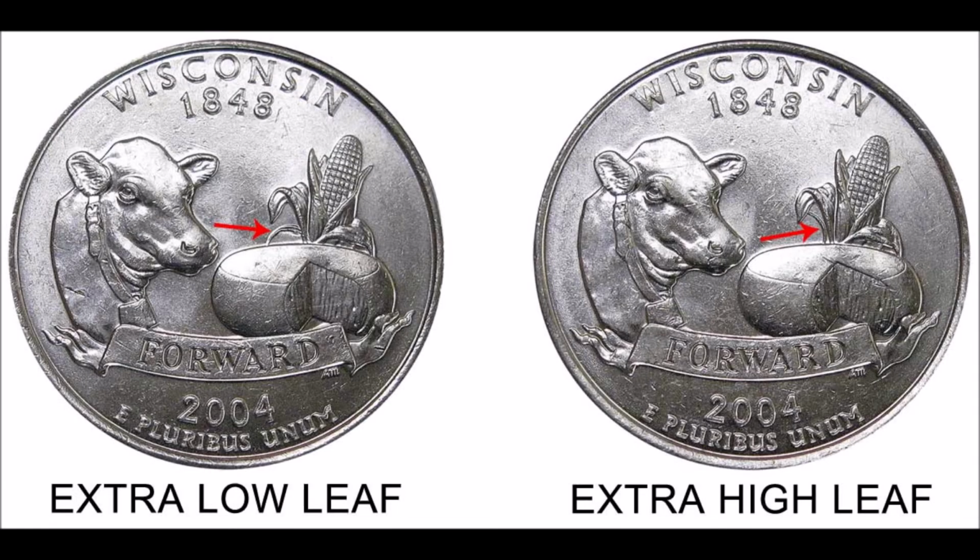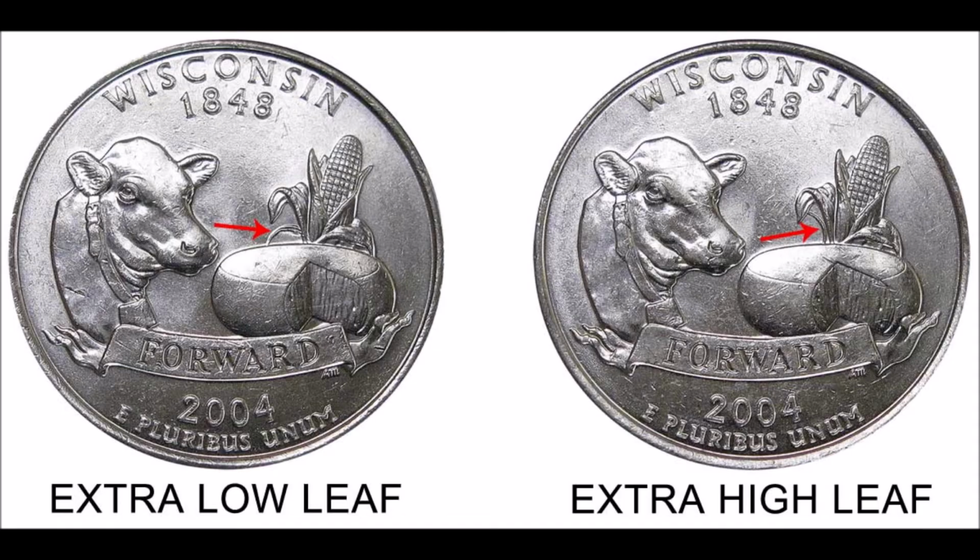Now I'll end off this list with a newer coin, or semi-newer coin, which is a 2004 D extra leaf Wisconsin state quarter. Now there's 2 different varieties of this error known on this issue. These are known as the extra high leaf and the extra low leaf error. There's been quite a few of these found, so it's a really fun one to look for. The appearance of the error on the design is exactly what it sounds like.